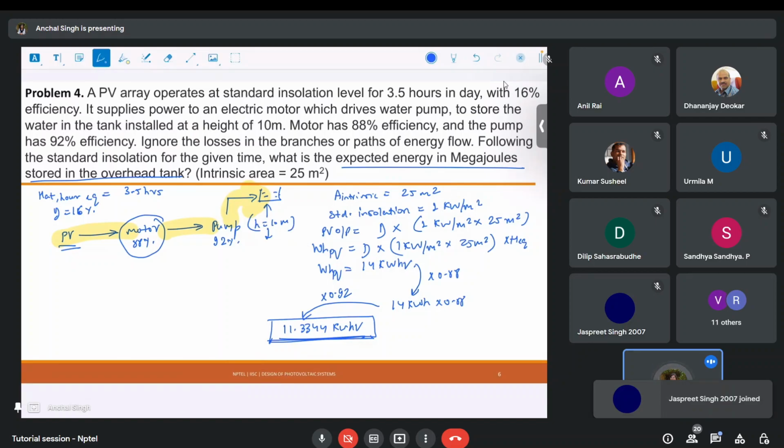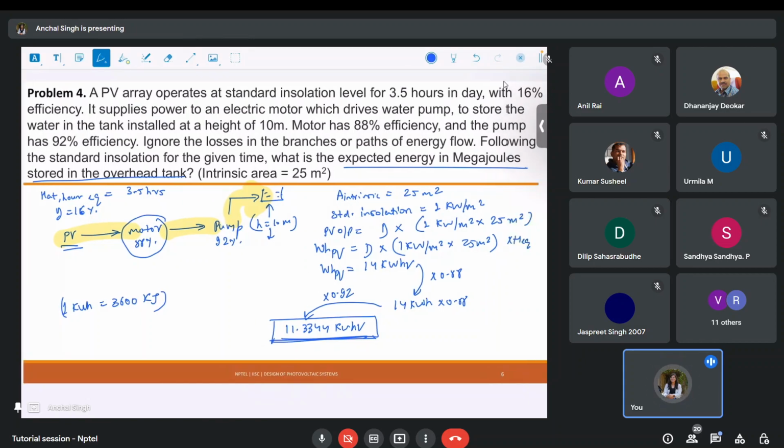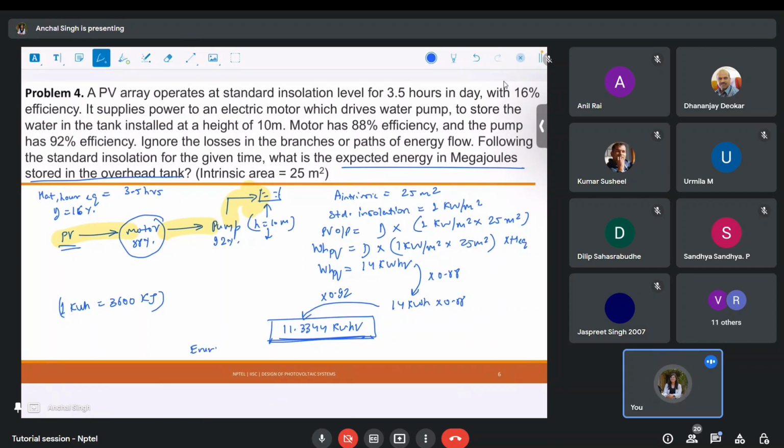And since we were asked to calculate in joules, we know that 1 kilowatt hour is equal to 3600 kilojoules. So using this conversion factor, when we multiply it, we can say the energy output in megajoules is 40.03 megajoules. Okay.